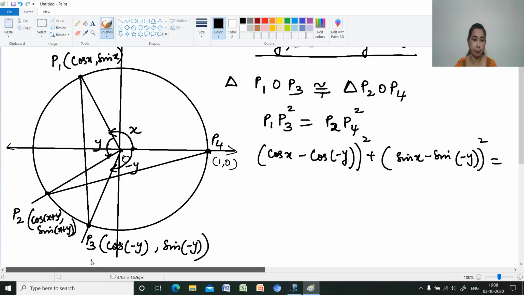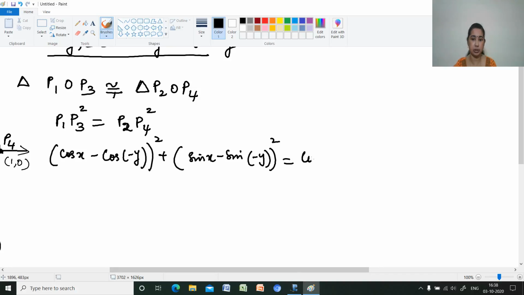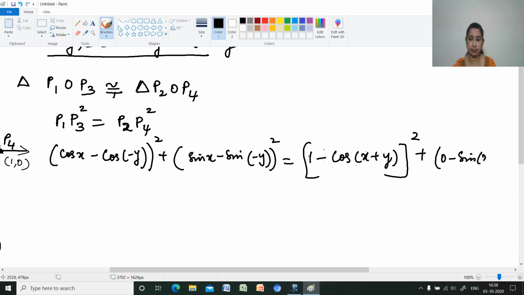The other side is the y coordinate. What about P2 P4? P2 P4 square means cos of x plus y minus 1 whole square, plus sin of x plus y minus 0 whole square. Or you can write 1 minus, whichever you feel better, because both sides are squared and it is the distance formula. So 1 minus cos of x plus y whole square plus 0 minus sin of x plus y whole square.